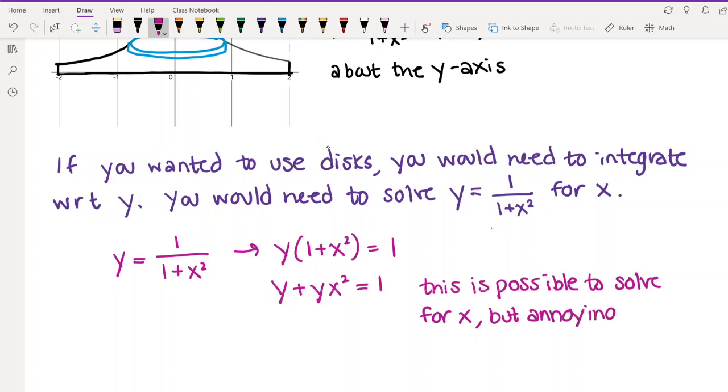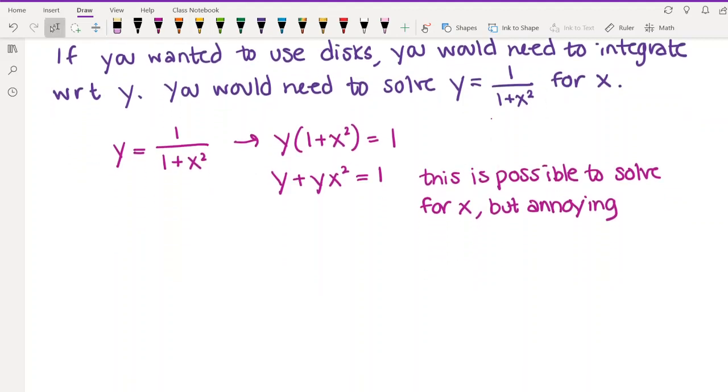There are some where it's really easy to go back and forth, right? If you have y is equal to x squared, you can rewrite that as x is equal to square root of y. That's simple. But other equations are just not so simple to go back and forth. And so it's going to be more work for you to do that. And it's going to be easier to just use shells.